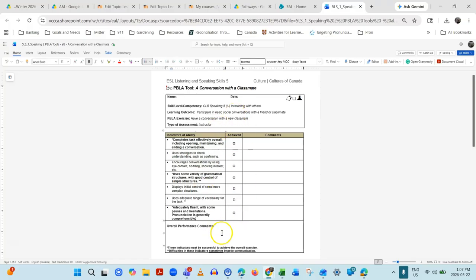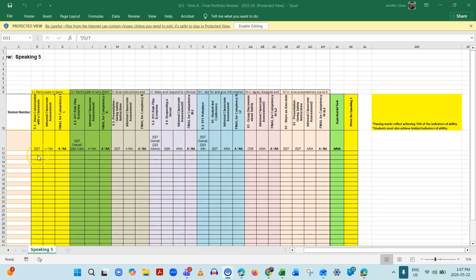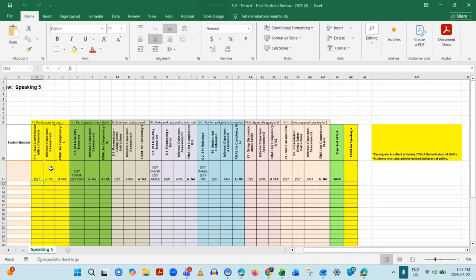So in this case, this student would have achieved this assessment because they achieved 5 out of 7 indicators as well as the bolded indicators. So if we go back to the FPR, I can enter 5. I can enter 5 because this student has achieved 5 out of the 7 indicators of ability, and I can put in brackets A if I want, just to indicate that.